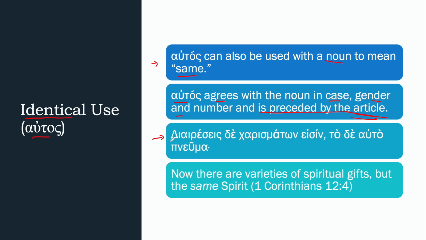Diaireseis de charismaton eisin, to de auto pneuma. There are varieties now. There are varieties of spiritual gifts, charismata, but the same Spirit, the same Spirit. So there, Paul is arguing that there are varieties of gifts, but they all come from the same Holy Spirit. So there's diversity, but unity. That's kind of what he's getting at in that chapter, that there's a diversity of giftedness, but they all have this common source in the Holy Spirit. That's the identical use of autos.